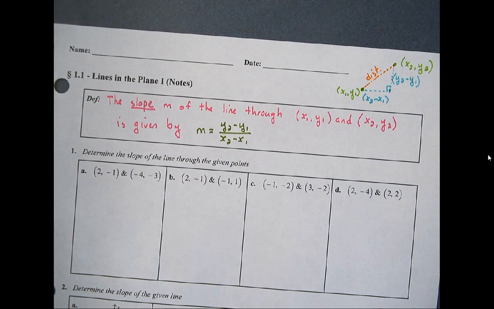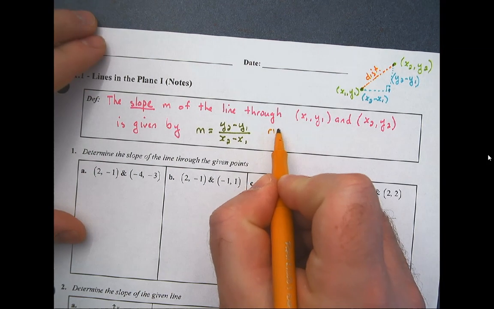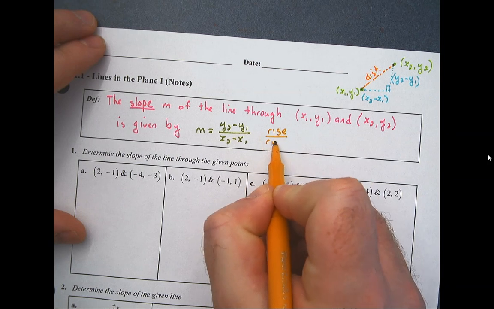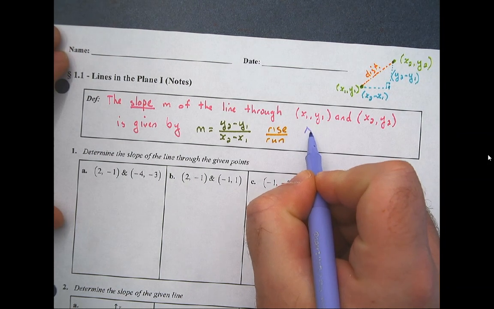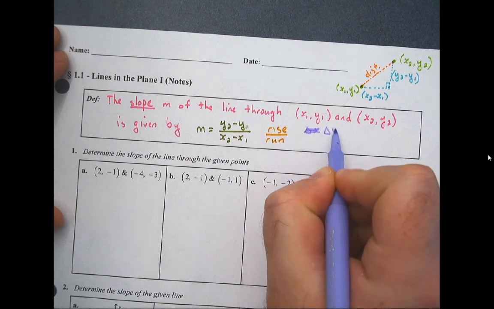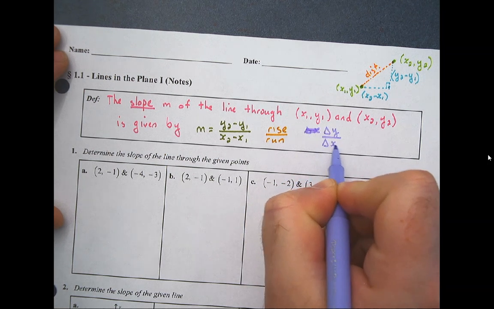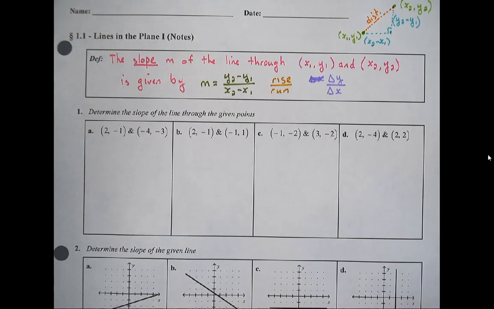And like I said, we also call this rise over run. And then, especially in physics, we use this symbol here, which is red delta. Dang it. Delta y over delta x. Delta stands for change. The change in the y and the change in the x.